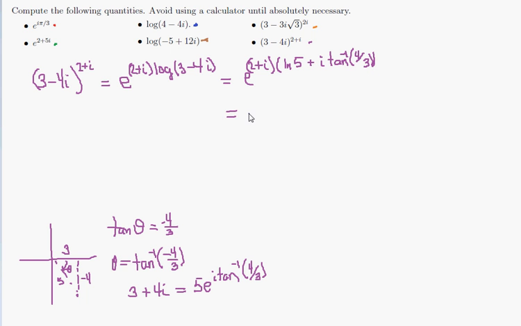Okay, so let's multiply this out. The real part is going to be 2 times the natural log of 5. And then the last terms, i times i gives minus arctangent of negative 4/3. The imaginary part will be i times, the inner part will be natural log of 5, and the outer part will be plus 2 times the arctangent of negative 4/3.